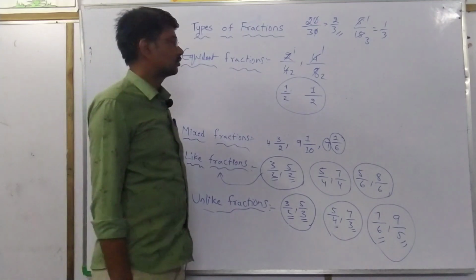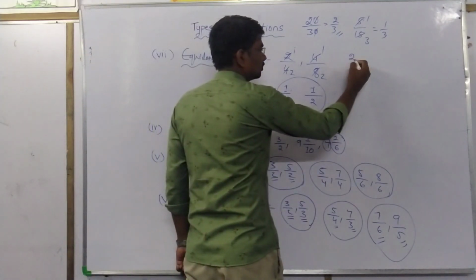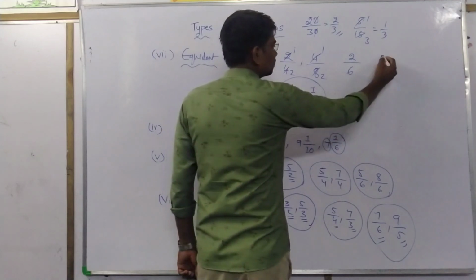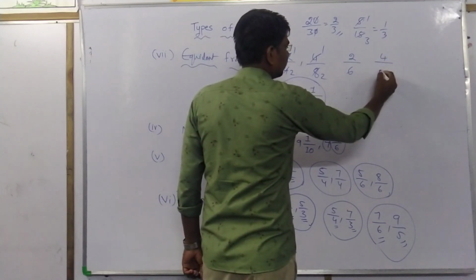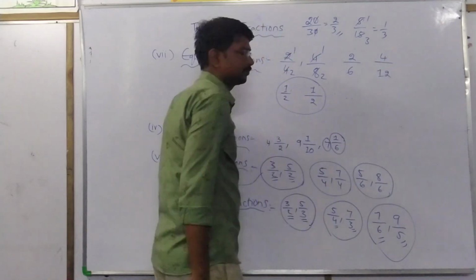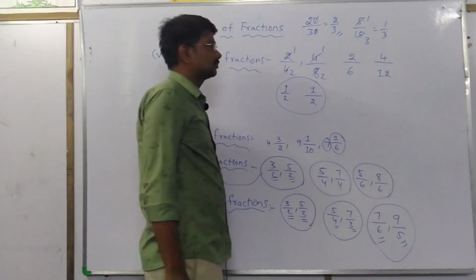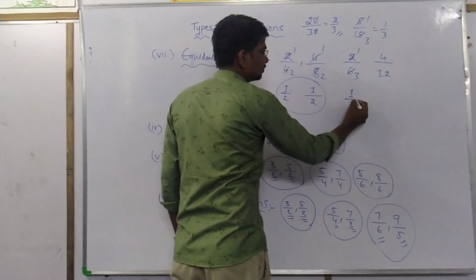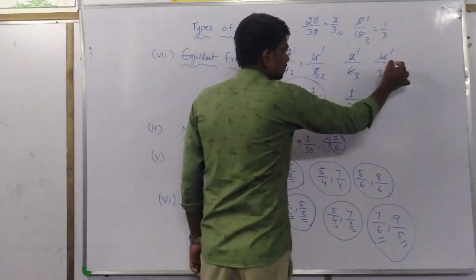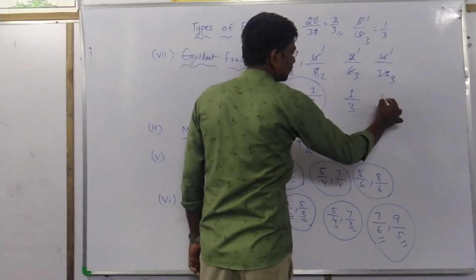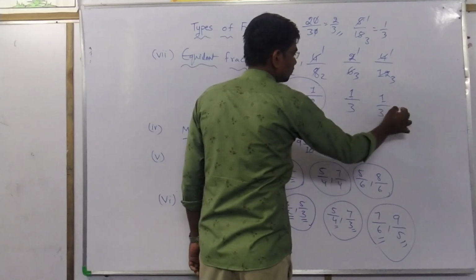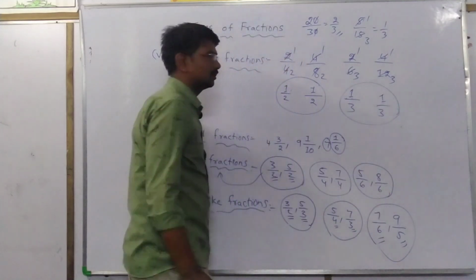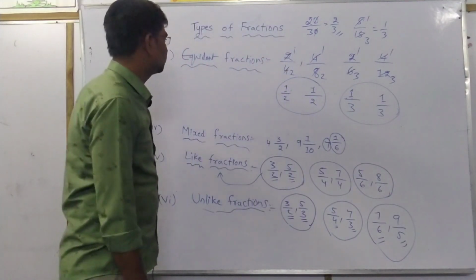One more example, 2 by 6, 4 by 12. 2 ones are 2, 2 threes are 6. So it is giving 1 by 3. 4 ones are 4, 4 threes are 12. So 1 by 3. So these are equivalent fractions.